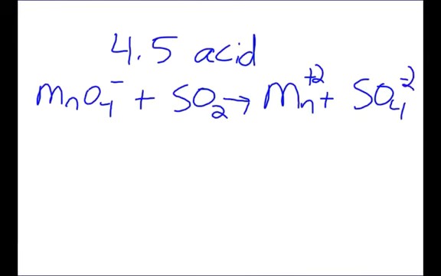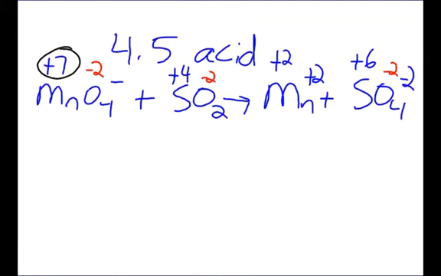Okay, first thing you're going to have to do is assign oxidation numbers. All right, you've noticed that I added the oxidation numbers. The manganese starts out at a +7 right here, goes to a +2 over here. That means it gained 5 electrons. To go from a +7 to a +2 is to gain 5 electrons.